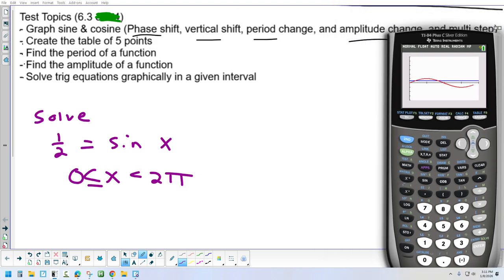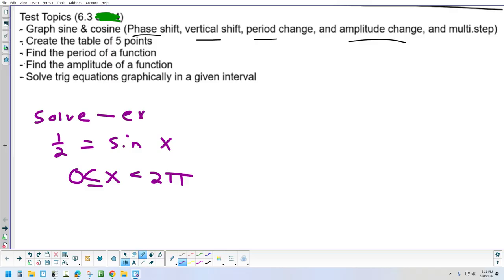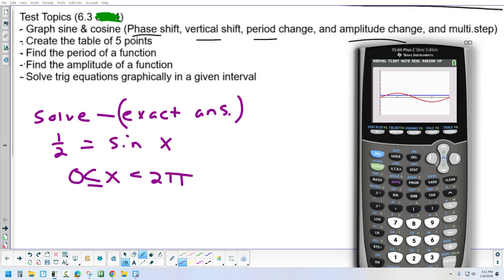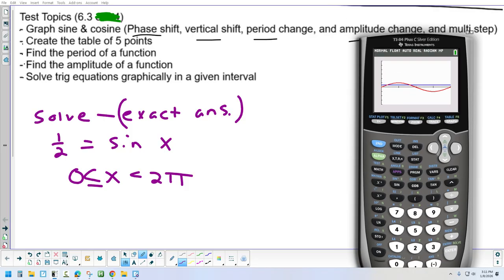And I specifically want the exact answers. How many answers are we going to get? 2. Now, what mode is my calculator in right now? Radians, and that's the mode I should be in because that's what they gave me. If I do second calc intersect, I get 2.6179. Is that an exact answer? No, that's a decimal. That's rounded. That is not an exact answer.